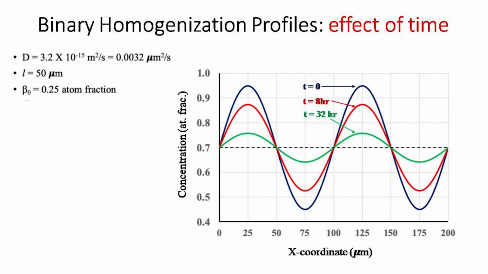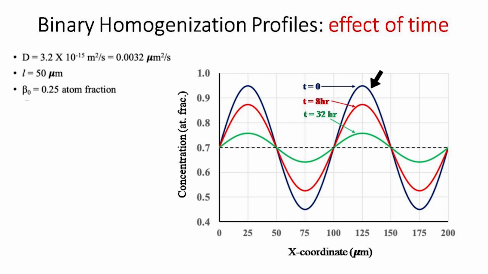So, this figure shows the concentration profiles that developed at different times of homogenization in a binary alloy, and the parameters that we have taken for the simulation are: the diffusivity is 3.2 times 10 to the power minus 15 meter square per second, which is 0.0032 micron square per second. The period is taken as 100 micron or L is equal to 50 micron. The amplitude is 0.25 atom fraction and the average concentration is 0.7 atom fraction.